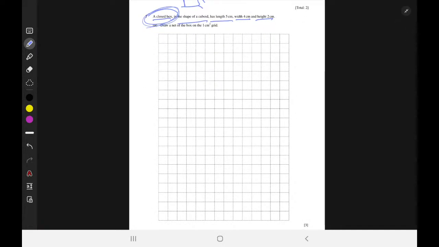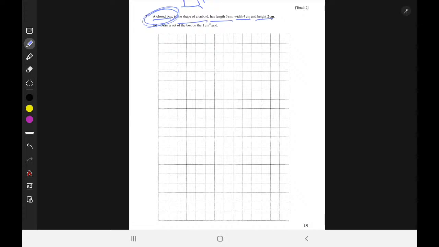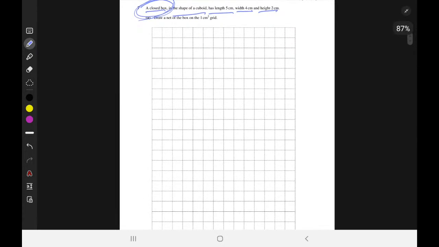Now we cannot start the base from here or here or here or here. We have to start at the middle. So let's do that first of all. Now it's saying length is 5, width is 4 and height is 2. So the length basically, what is the length? Length is 5 centimeter and the height is 2. So the height is 2, so we're going to mark that first. It's going to be this much.